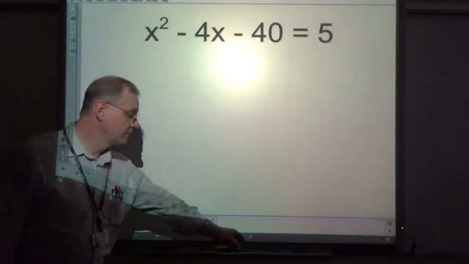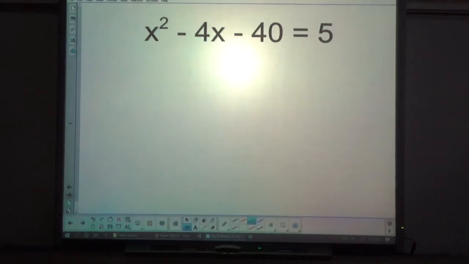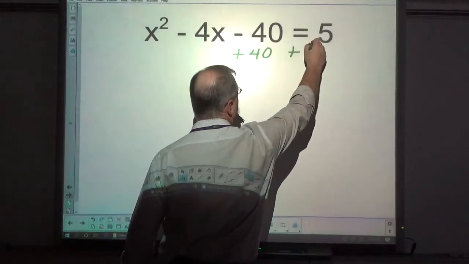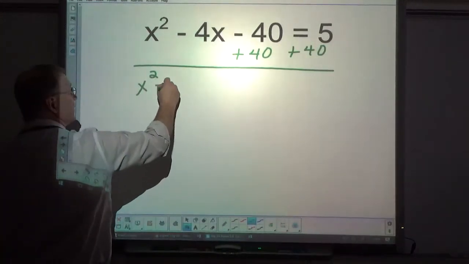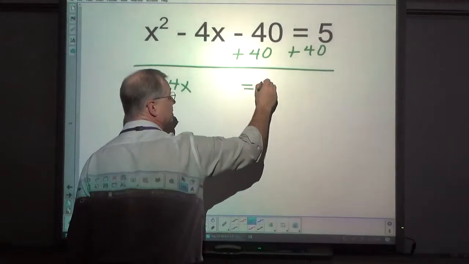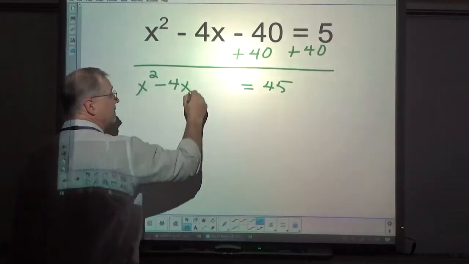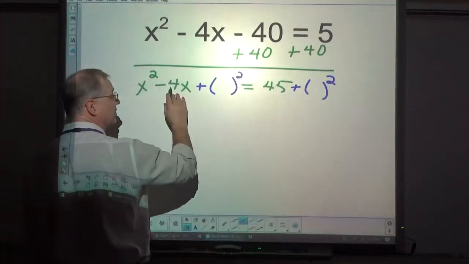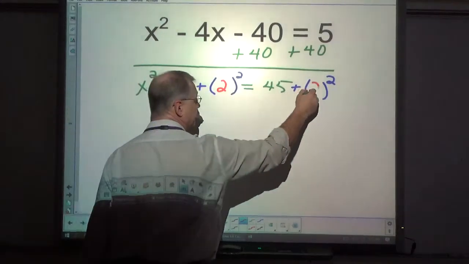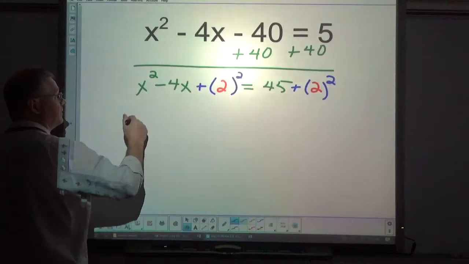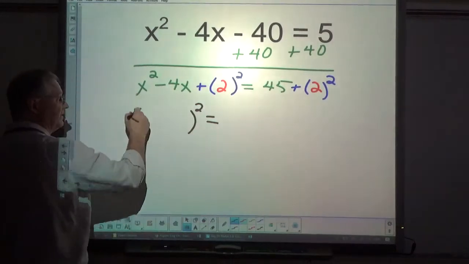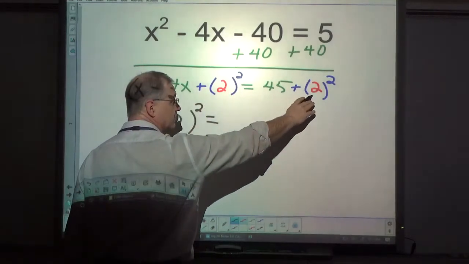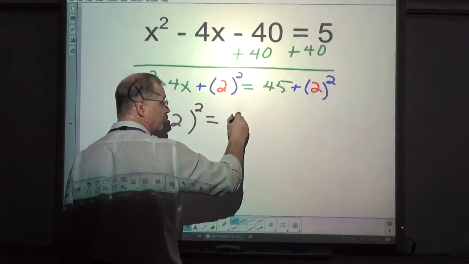Next one. Try it yourself, see what you can do. Unpause when you're done. We're going to add 40. x squared minus 4x, give yourself the gap, equals 45. Add something squared. Well, what am I adding squared? I'm going to add half of 4, which is 2, being squared. So to complete the square, that's going to be the x, the sign of the middle term, the thing being squared. Over here, 2 squared is 4, plus 45 is 49.